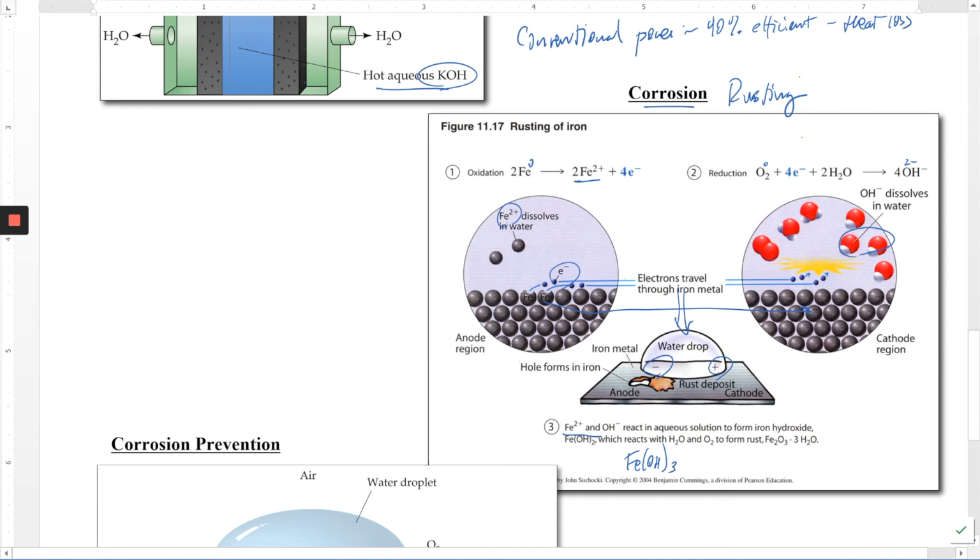Fe(OH)3, which is really another way of writing, if you have two of those, Fe2O3·3H2O. Those are really the same compound. So the danger, the difficulty with rust is that it is destructive, because the iron 2 plus, the oxidation product, is soluble in water.